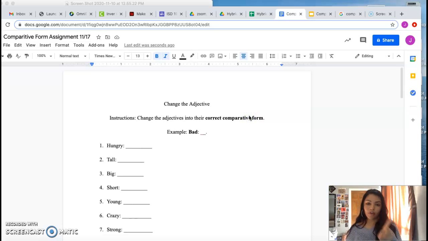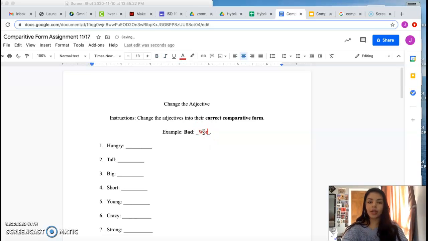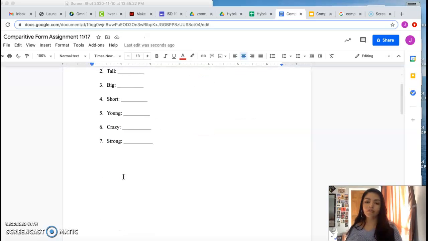Okay, so the first part of your assignment, it says to change the adjectives into the correct comparative form. So my example right here is I have the word bad. If I look at the worksheet, I see that bad is right here and it's an irregular form, which means we do not use these rules to change it. So I go to bad, I go to where it says comparative, and I see that I have to change it to worse. And that is what I'm going to write right here. Okay? So that's what you have to do for the rest of the words.